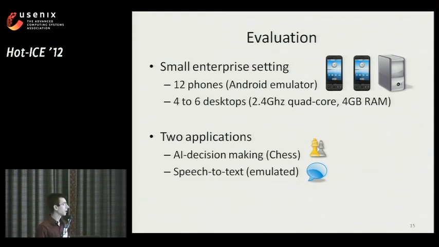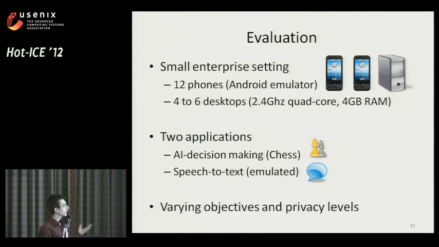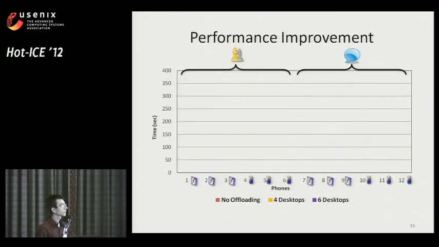And we emulate the CPU and memory consumption of a speech-to-text application because none of the existing open-source speech recognition applications provide source code that works with the libraries that are available on Android. We consider mobile devices that have varying objectives, either performance improvement or energy savings, and varying privacy levels.